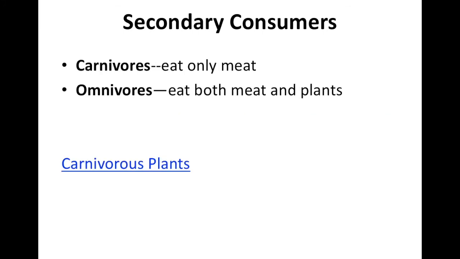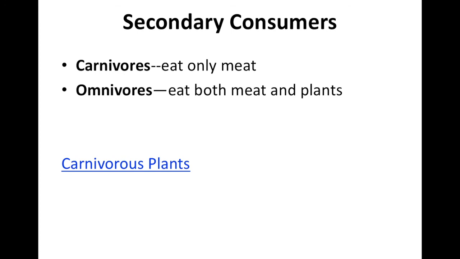Okay, secondary consumers are considered to be carnivores. They can also be considered to be omnivores in some cases. So carnivores only eat meat. Omnivores eat both meat and plants, okay? It's a cute little video we'd watch in class of carnivorous plants. Mainly we think plants are always producers, but in some cases they're in environments where they're not getting enough energy from sunlight and CO2. So they're going to need to resort to some other means of getting what they need.